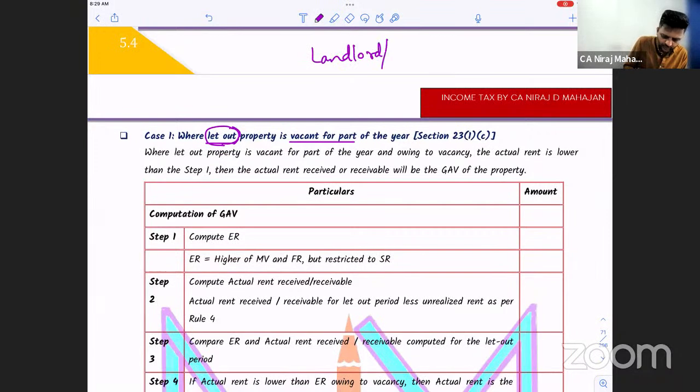Landlord, basically owner, and you have tenant.